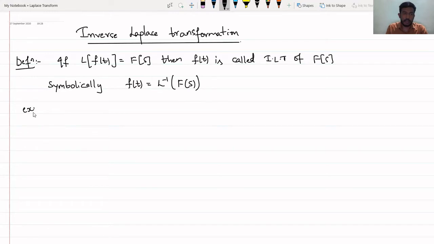If you want to look at an example, suppose I want to find the inverse Laplace transformation of a by s. It is given by a, because we know that the Laplace transformation of a is a by s. If we take the inverse on both sides of that equation, we get L inverse of a by s is equal to a. So now we study some standard forms of inverse Laplace transform.